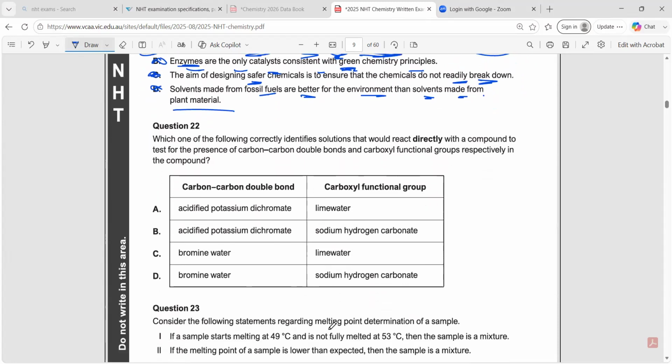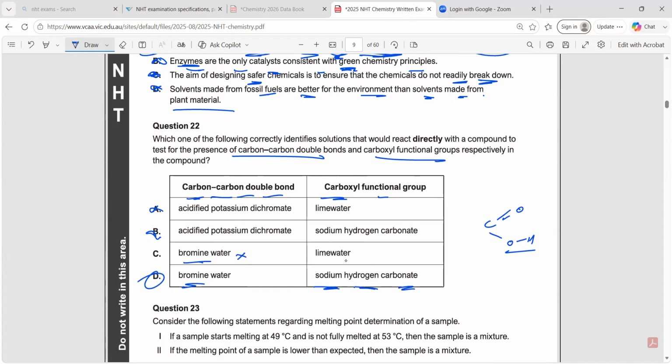Cool. So carbon double bonds and carboxyl functional groups, respectively, react with... For carbon double bonds, you always want to use bromine water. So it's A and B, so it's C and D. And then a carboxyl functional group is COOH. That tends to be an acid, and we always use sodium hydrogen carbonate for that.